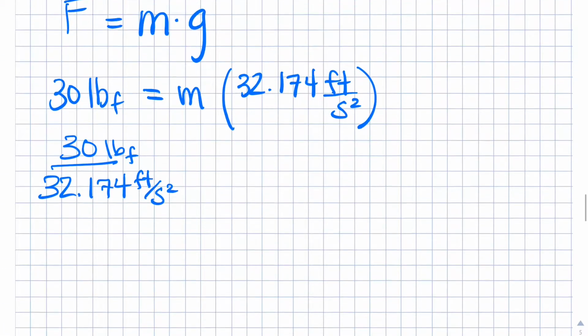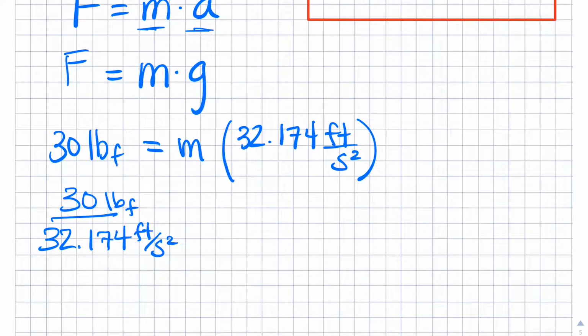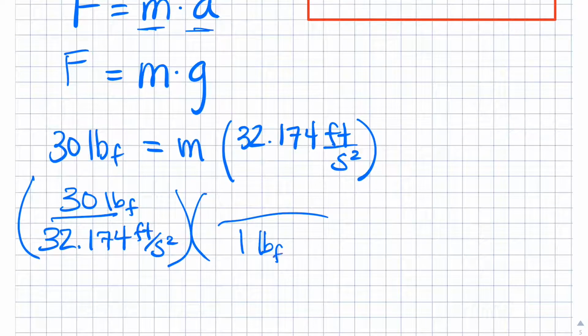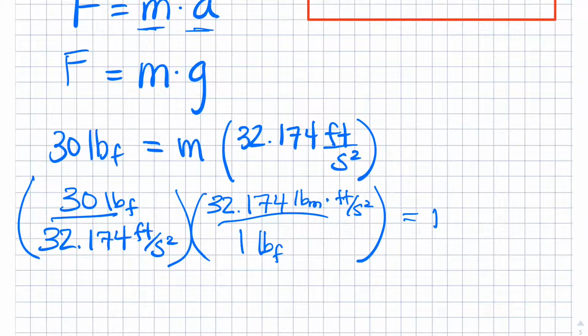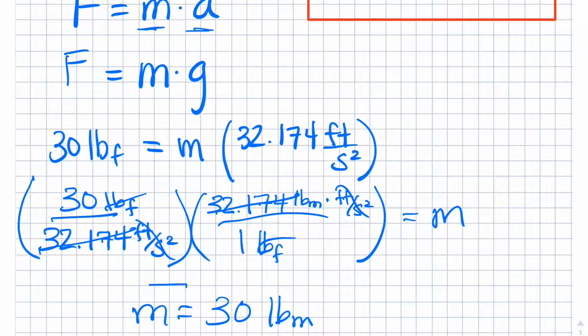So coming back down here, I know that 1 pound force is equal to 32.174 pound mass per foot second squared. And that should be equal to our mass, right? Well, if we cancel units, foot per second squared, pound force, oh wait, this is the same number too. Turns out our mass is actually 30 pounds mass.